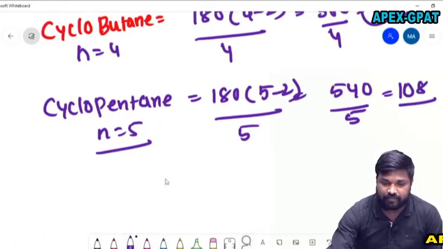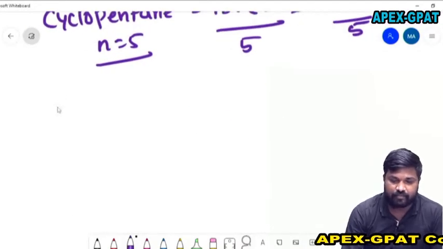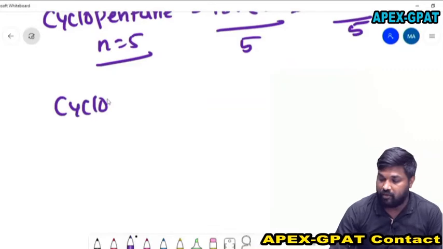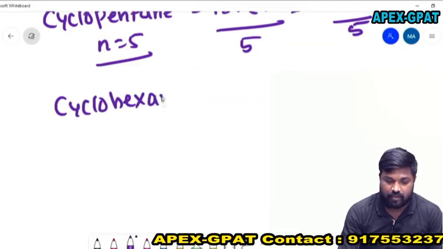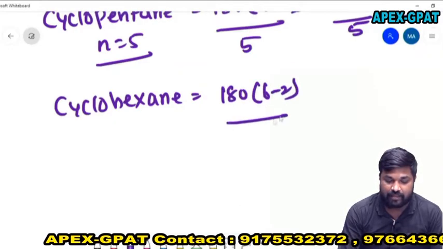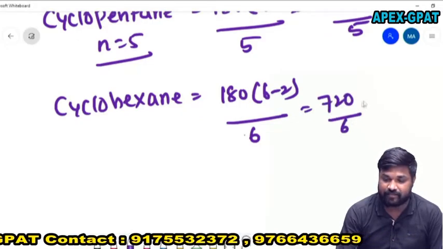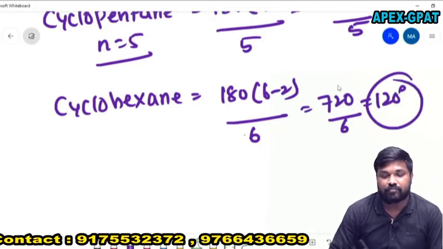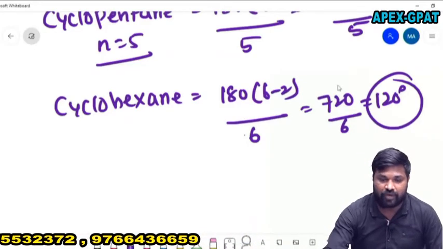The next one, cyclohexane. That is 180 into 6 minus 2 by 6. That is 720 by 6, which is 120 degrees. The actual angle is 120 degrees.